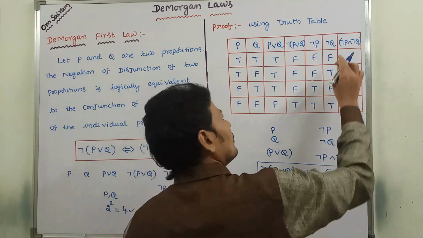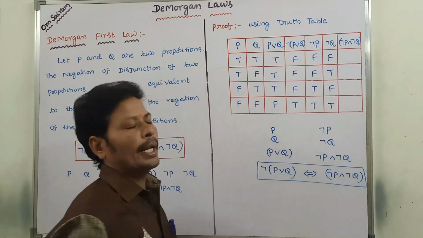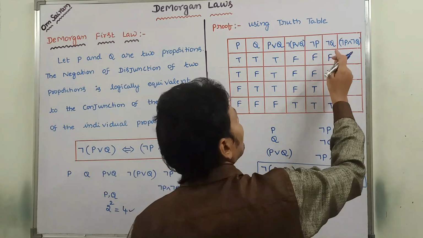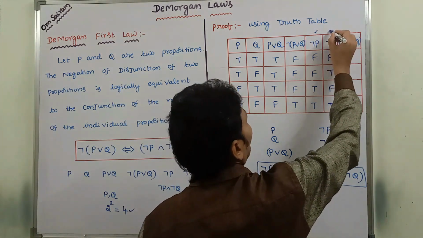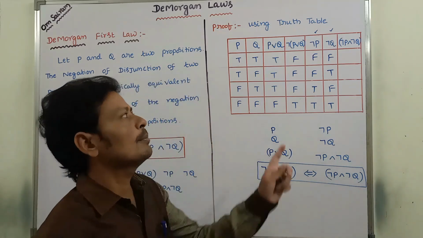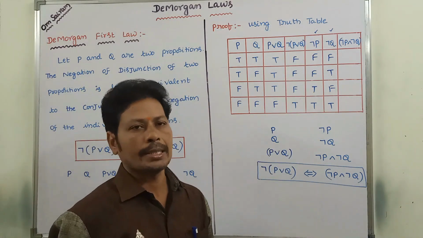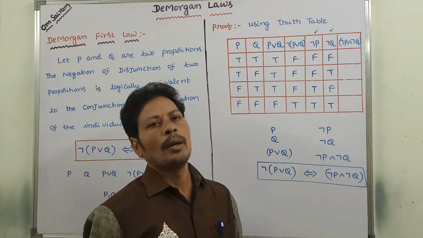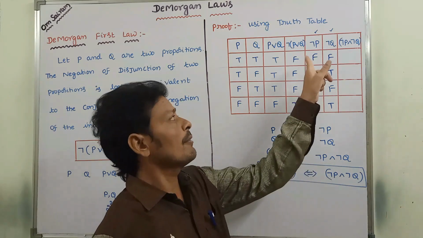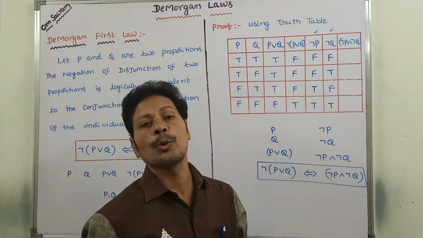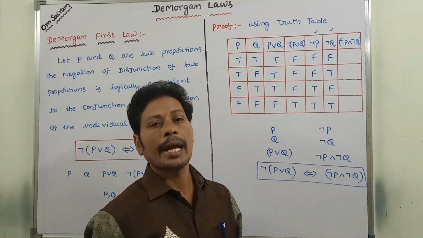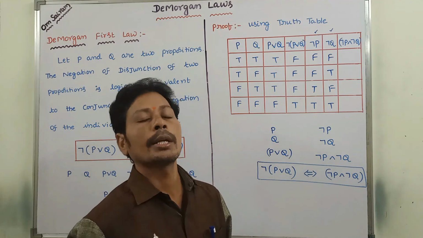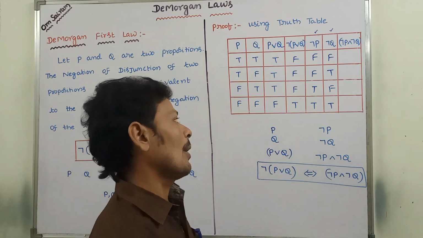Then what is the truth value of negation p and negation q? So we have to consider this column and this column, in between them. The and connective is there. So what is the truth value of the and connective? Negation p value is true, negation q value is true. Then negation p and negation q truth value is true. In the remaining cases it is false.